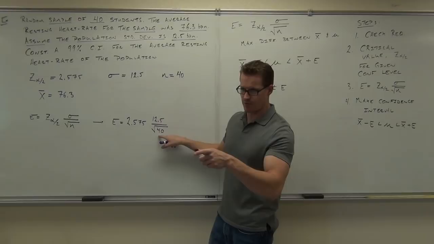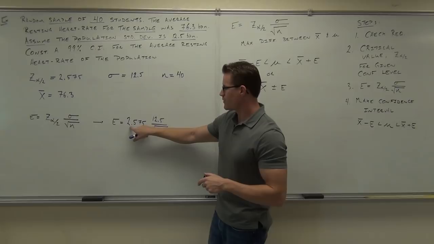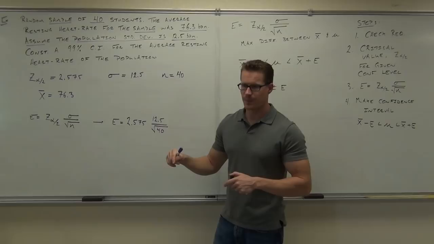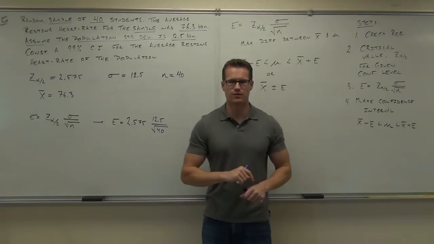Or if you have one of your graphing calculators, take 2.575, multiply by 12.5, press enter, then press divide, put square root of 40, press enter. It'll give it to you without writing anything down. Have you done that?